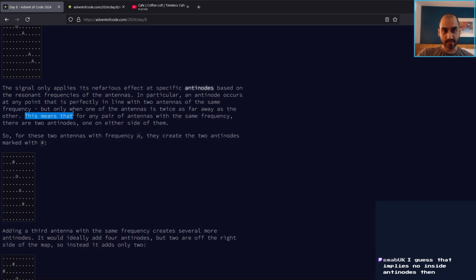When they write "this means that," they're saying that this logically follows from this. But what they actually mean is this logically follows from the way we've devised the inputs. But the "this" here really is referring to that last sentence. If they had cut these 3 words out, and just said, for any pair of antennas with the same frequency, there are 2 antinodes, one on either side of them, then I have no complaint. That's actually establishing a rule going forward, that there aren't going to be any antenna inside. But when it says "this means that," that's what tripped me up, because I don't see that following from the last sentence.